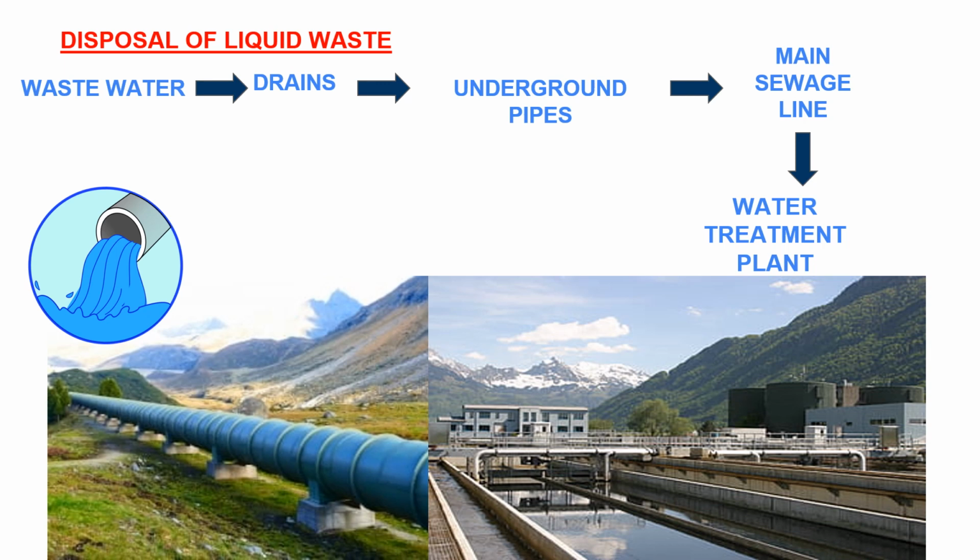Disposal of liquid waste. Wastewater from our houses should go through drains into underground pipes. These are the underground pipes which lead to the main sewage line. And these pipes lead to the water treatment plant where the harmful substances are separated from water.